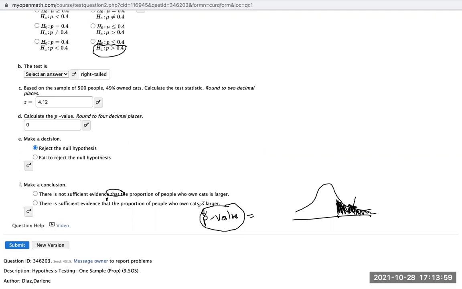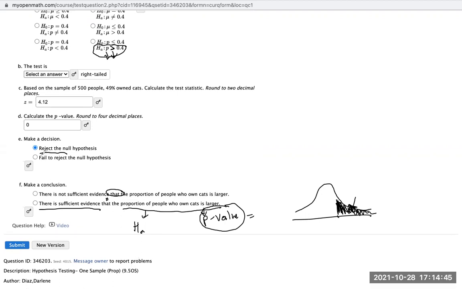All they did was write that alternative hypothesis in. They turned the P back into the word proportion, and then turned that inequality symbol back into a word, larger. They should have said larger than 40%, but that's okay. That's fine. So rejecting the null hypothesis always goes with there is sufficient evidence that the alternative hypothesis is true.